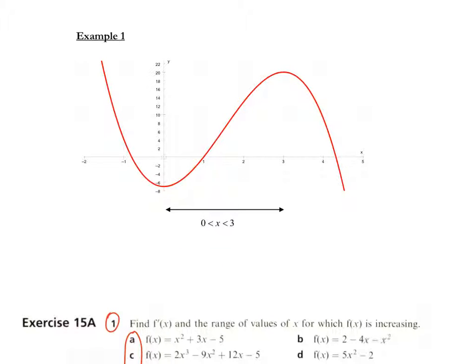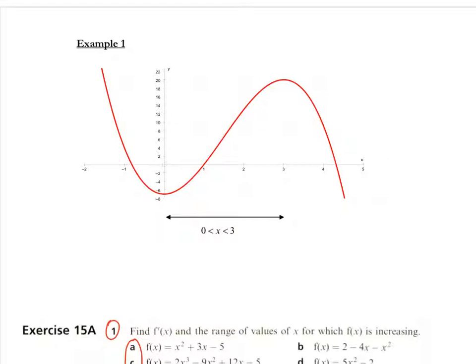What I've also done on the next page is draw the graph of the cubic, and you can see that from x equals 0 to 3, we have an increasing function. That's to say that the gradient of the tangent to the curve throughout this part of the cubic has a positive gradient. So that's what it actually means.